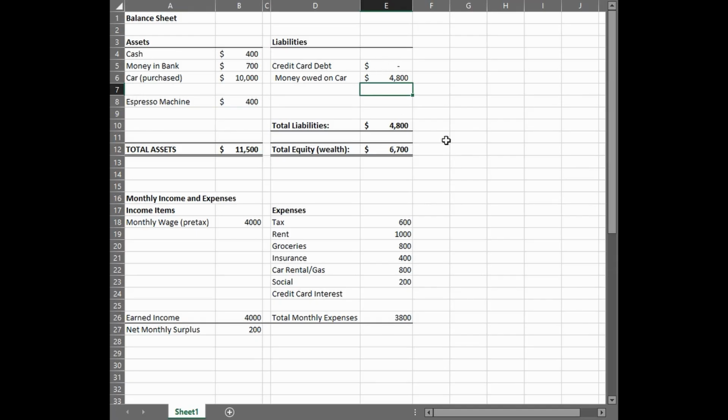Now I want to show you what happens if you took on a high interest liability, because not only do liabilities hurt your wealth, because they lower your equity, right? Equity is assets minus liabilities. But they can also generate additional expenses that hurt how your balance sheet changes from month to month.